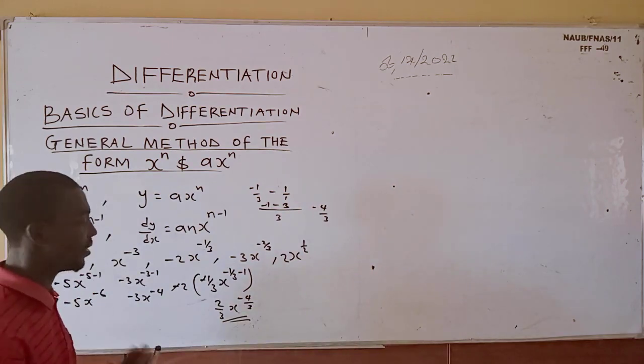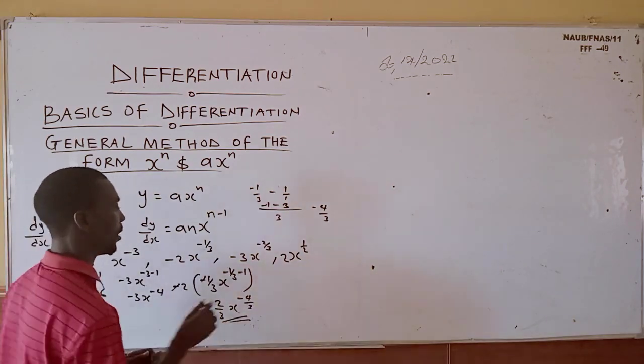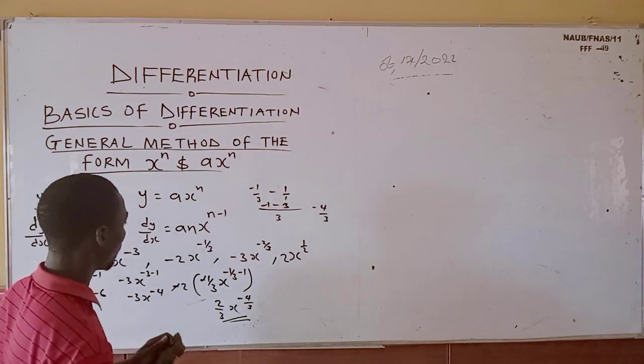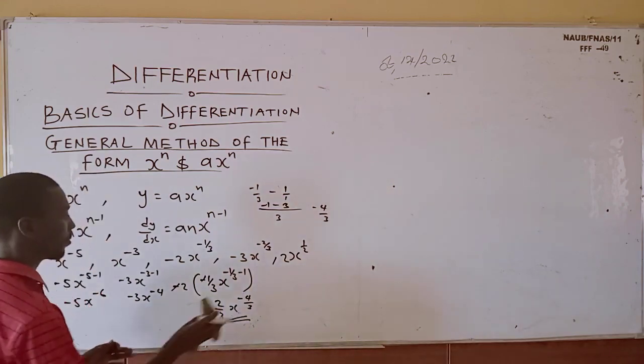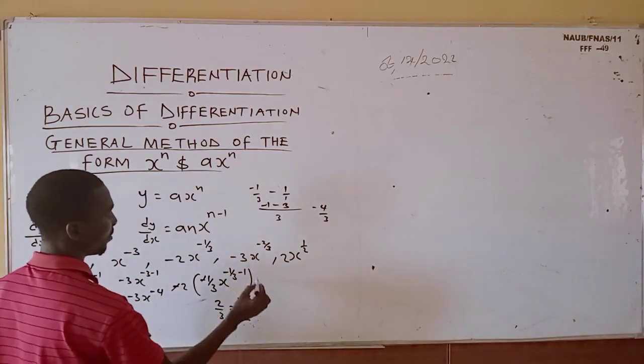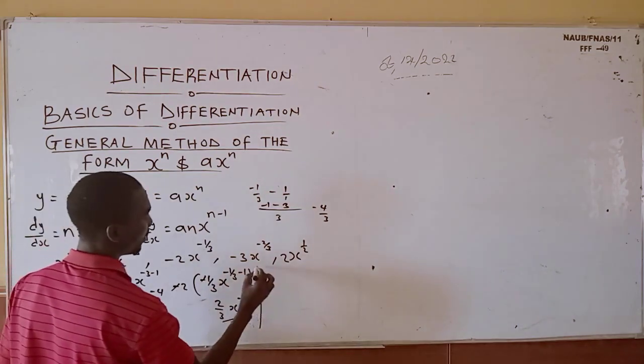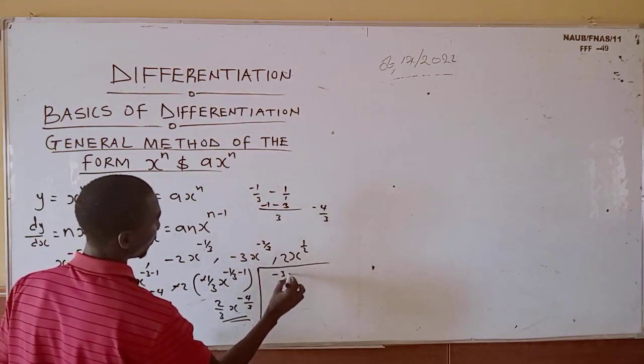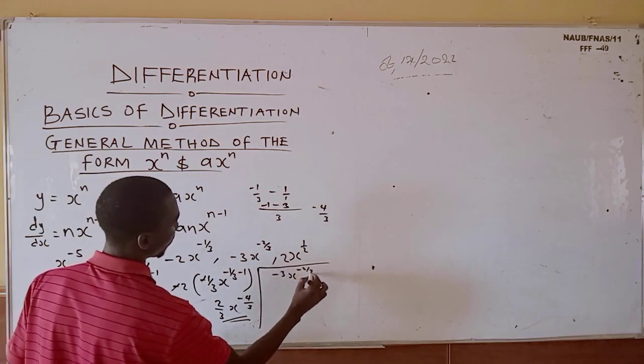Do you get this? Okay, so now let's solve this. The next one here is minus 3 s to the power of minus 2 over 3.